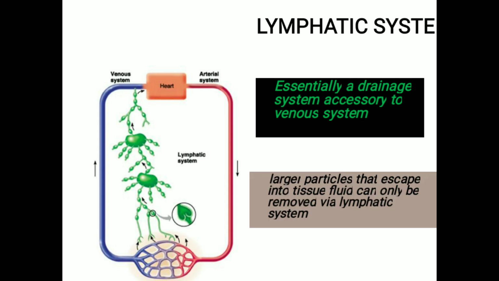Next, larger particles that escape into tissue fluid can only be removed via the lymphatic system. This means the larger particles which are not able to enter through the venous system all enter through one more system called the lymphatic system. So the larger particles can only be removed through this system, the lymphatic system.